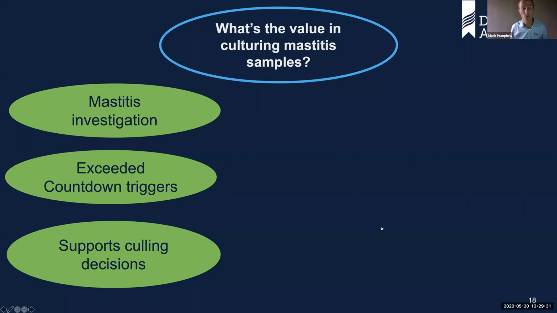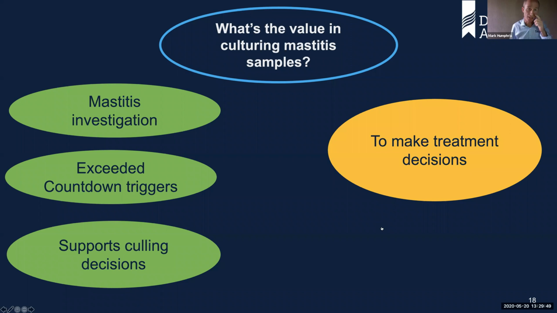And it also supports culling decisions. There's people that occasionally go on staph hunts to actually look for their staph cows and then remove them from the herd to reduce the risk of that spreading throughout the herd to your valuable young stock and other stock.